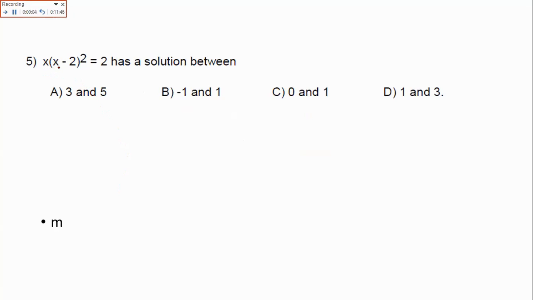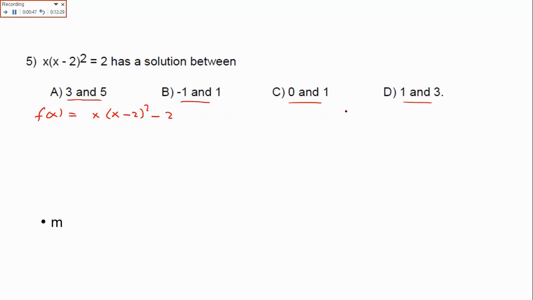X multiplied by x minus 2 all squared equals 2 has a solution between, and then you have all these options. To solve this one, all we have to do is plug in values. So we're going to change it and say that f of x is equal to x multiplied by x minus 2 squared minus 2. We're just putting it in this form because f of x equals this.